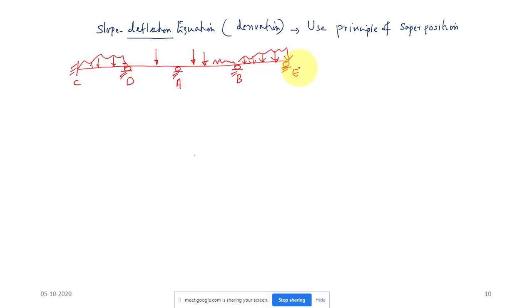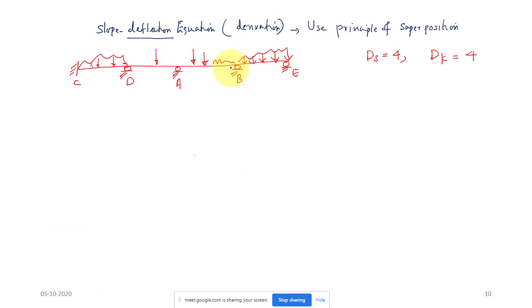Okay, for this beam we know the static indeterminacy will be 4, and the kinematic indeterminacy will also be 4: rotation at D, A, B, and E. Due to some loading, I will consider only the span AB to derive the slope deflection equation.